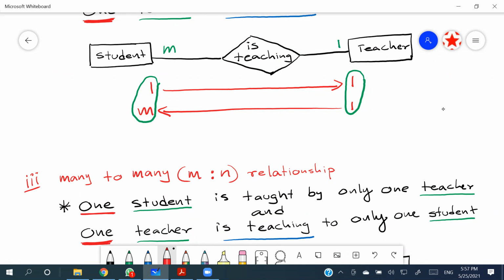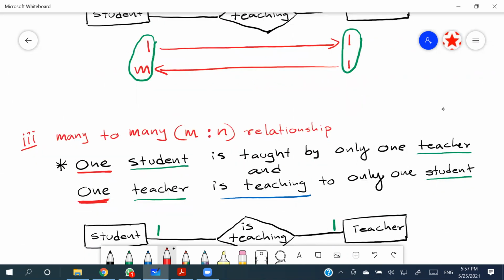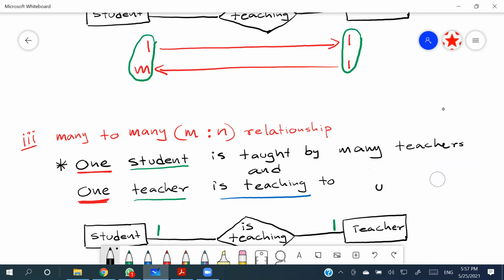And here the explanation of the scenario is also different. So it should change like this. One student is taught by many teachers, right? Like your school situation. And one teacher is teaching to many students.